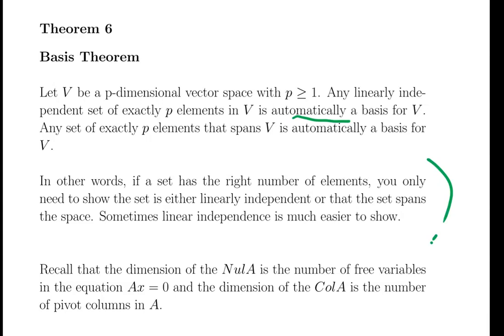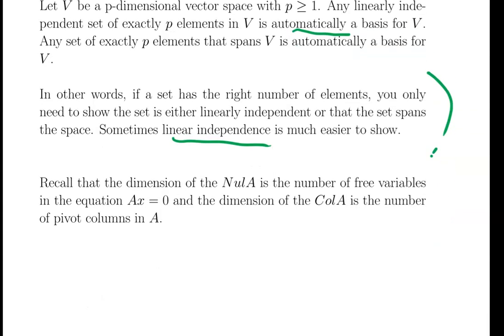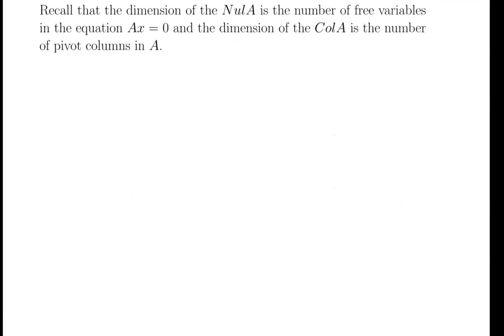Why would I care about that? Because sometimes, linear independence is easier to show. Okay, so you would get that spanning piece for free. Recall the dimension of the null space of A, all those things that get mapped to the 0 vector, is the number of free variables in the equation Ax equal to 0. And the dimension of the column space is the number of pivot columns, right? You see a relationship here?